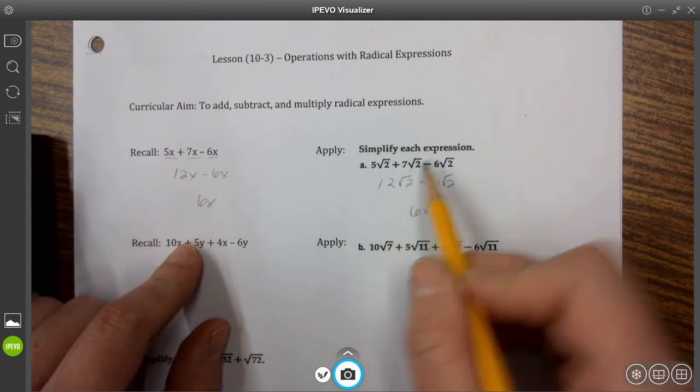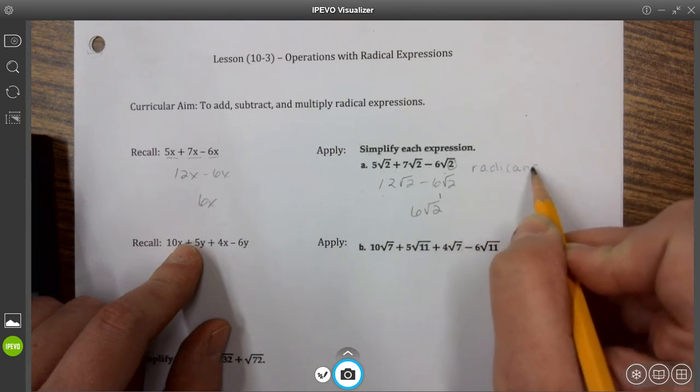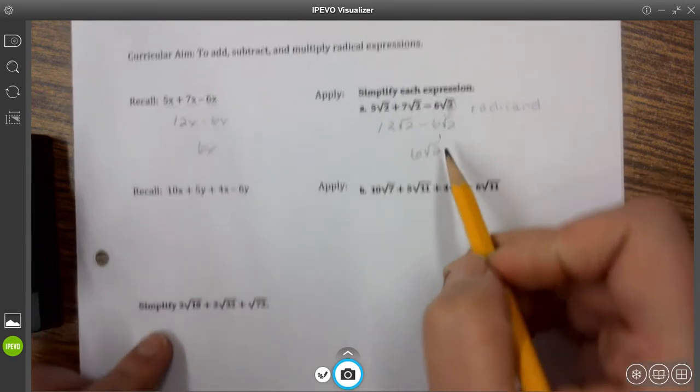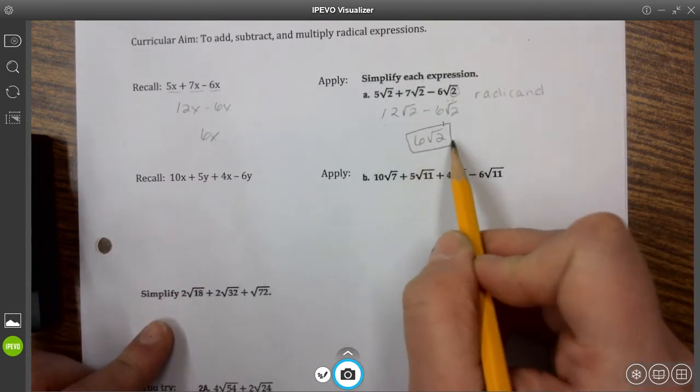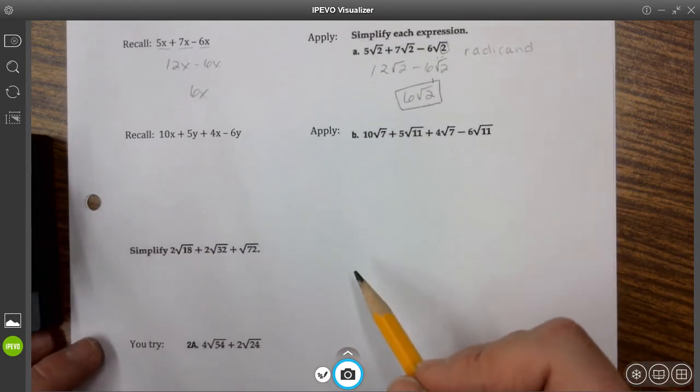They have to have the same what's called radicand. The radicand is whatever is underneath the square root symbol. So they all have the same radicand of 2. So you just combine like terms.